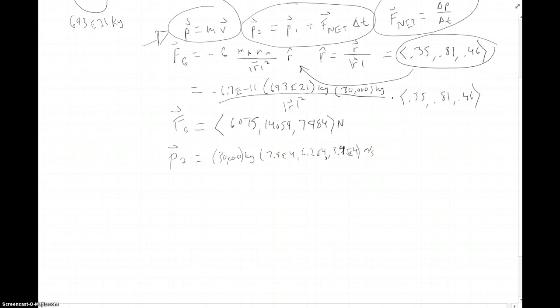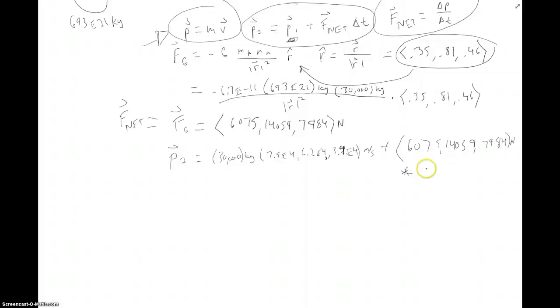Alright, so that is the P1 part of this equation right here. And now plus our F net times delta T. So we just solved for F net, which is the force of gravity right there. So multiply that by our delta T. So our starting time was 0, and our final time is the time provided, which is 2 e to the 3, which is pretty much just 2,000 seconds. Alright, so we're going to plug all that into the calculator.